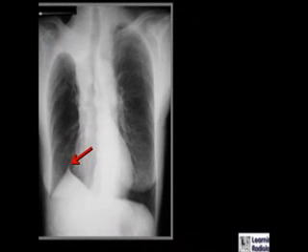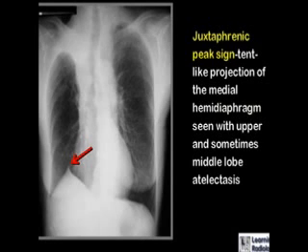What sign is depicted here? This is the juxtaphrenic peak sign, which is the tent-like projection of the medial portion of the hemidiaphragm seen with upper and sometimes middle lobe atelectasis. In this case, there's right upper lobe atelectasis.